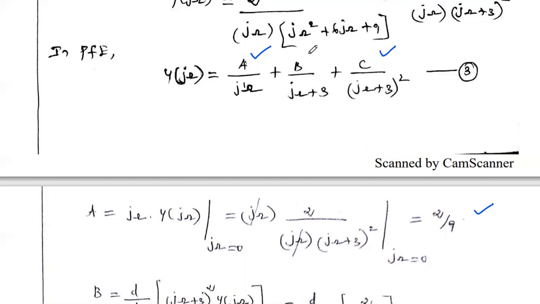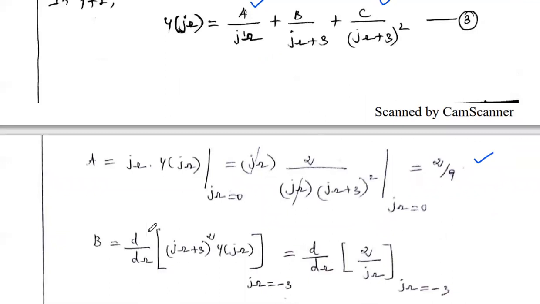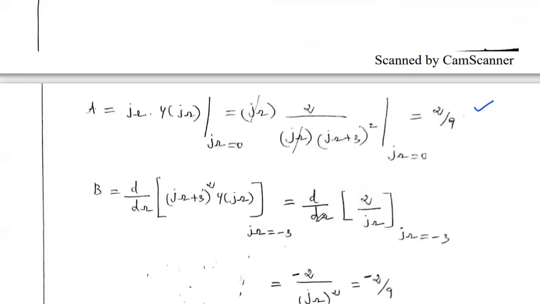So this B value is calculated as that. B is equal to one-time differentiation of, okay, d by d omega of this C term. How are we calculating C? The value under C is (j omega plus 3) the whole squared into Y of j omega at j omega equal to minus 3. So this C value we have to differentiate one time and substitute the value.